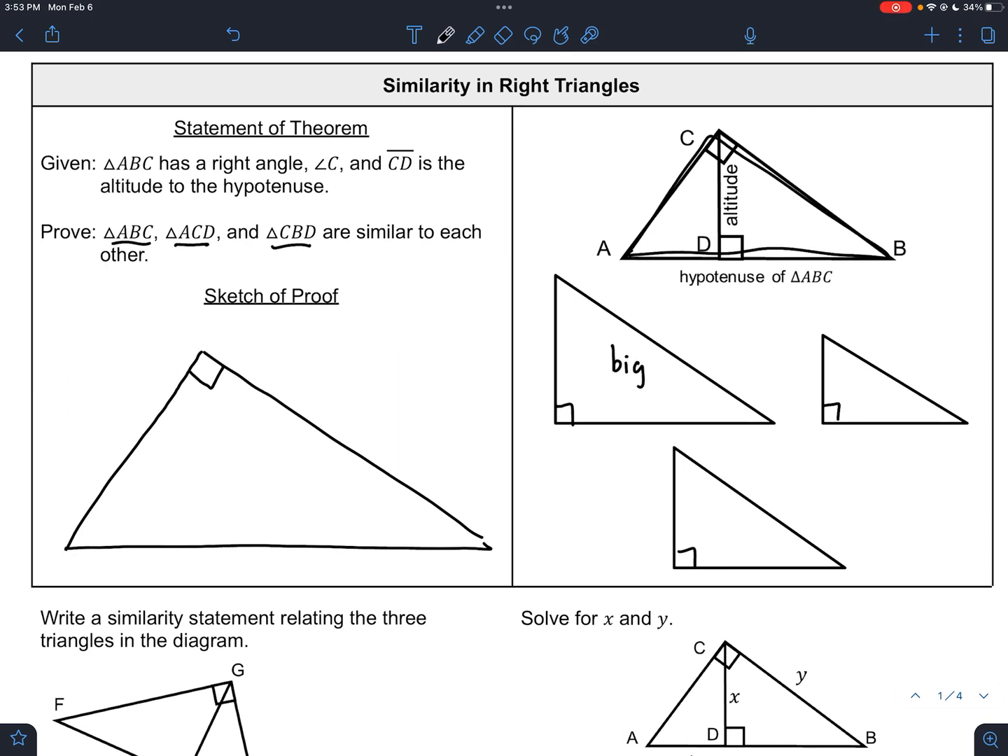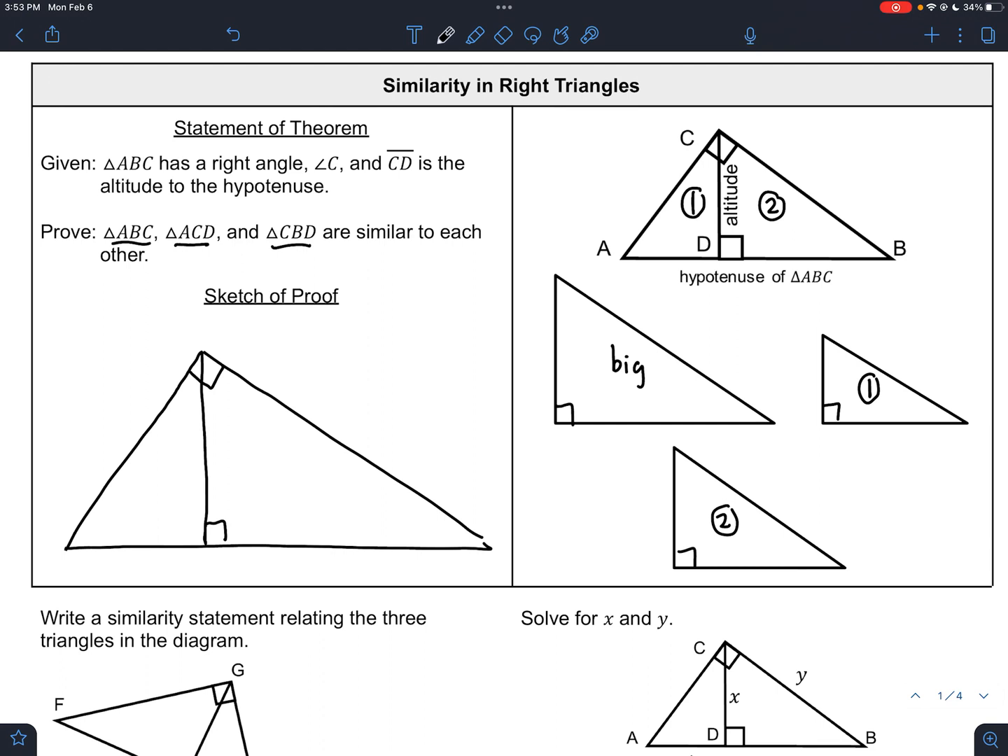And we have a big one, which is the entire thing. It's been kind of flipped around. We have the smallest one, which we'll call 1. And we have the medium one, which we'll call 2. So it's important to keep these straight. So let's first start with a proof, and then we'll be able to label the triangles.